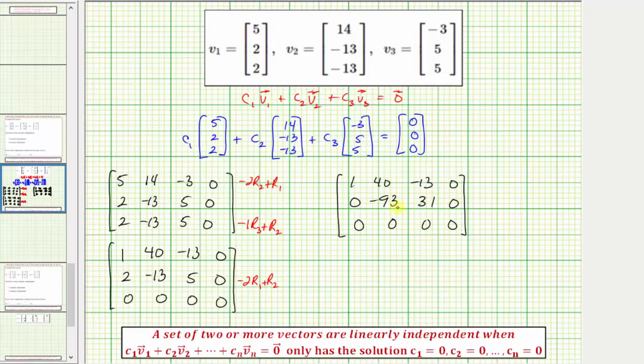Now let's get a leading entry here of 1 by replacing row 2 with negative 1 over 93 times row 2. So row 1 and row 3 stay the same. And then for row 2, we'd have 0, 1, and then negative 1 over 93 times 31 actually simplifies to negative 1/3. And then we have 0. Again, we multiply negative 1 over 93 times 31, we get 31 over negative 93.